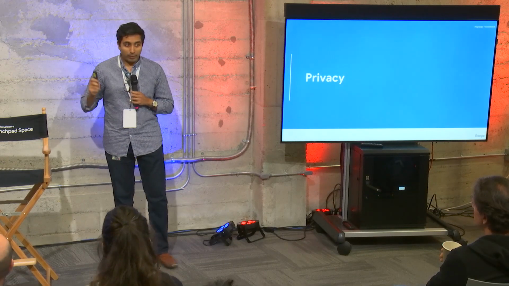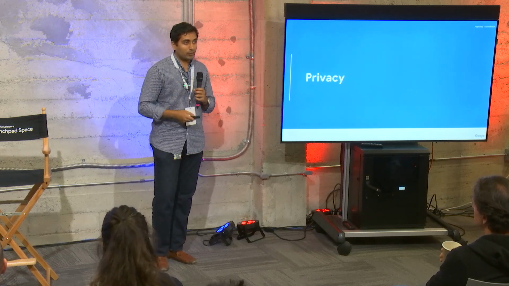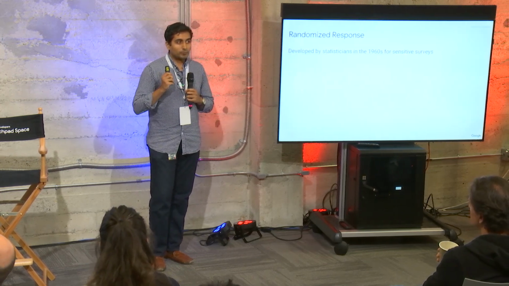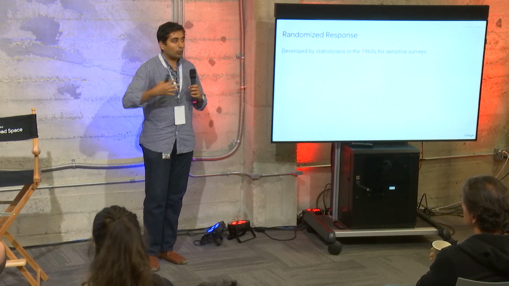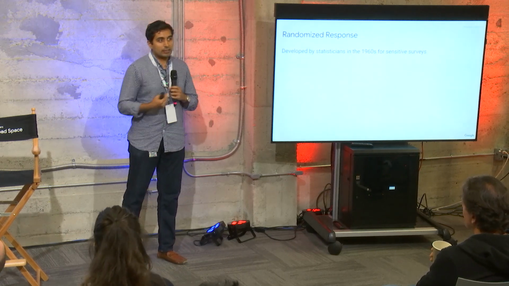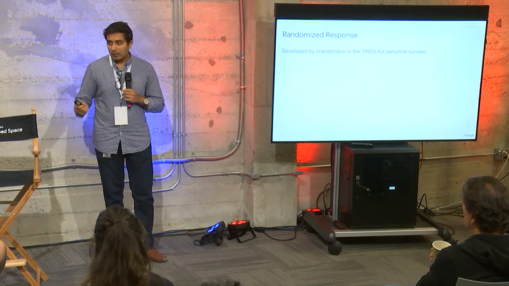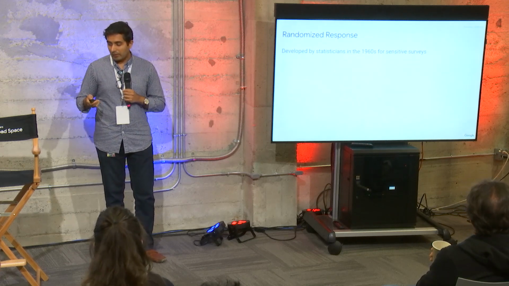Okay, so let's talk about privacy. This is going to be the first section of the talk. One of the key ideas in privacy is something called randomized response. I'm just going to walk you through what it is. It was a technique developed by statisticians in the 1960s. It was used for very sensitive surveys.